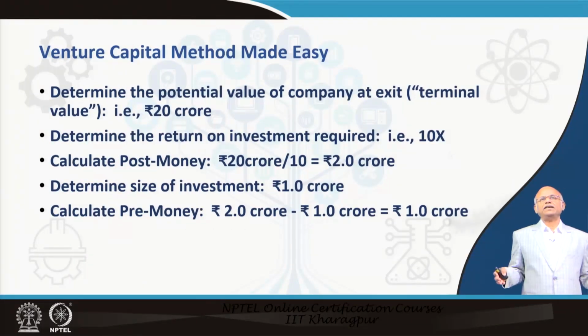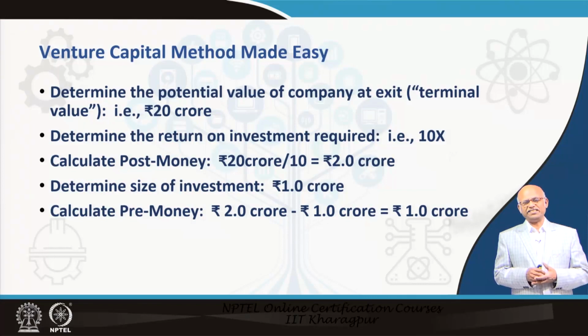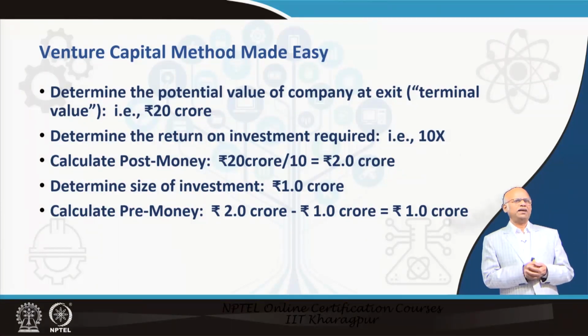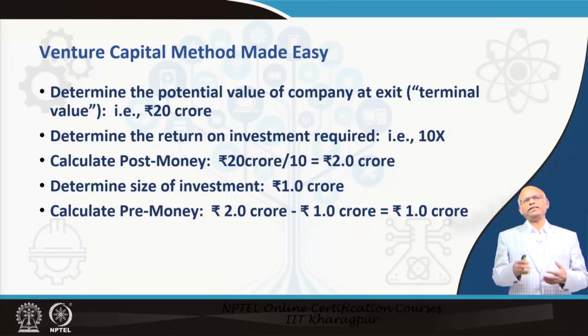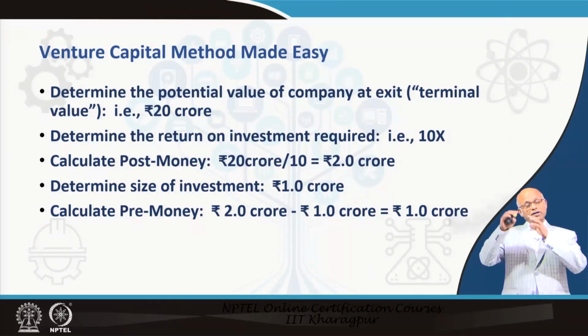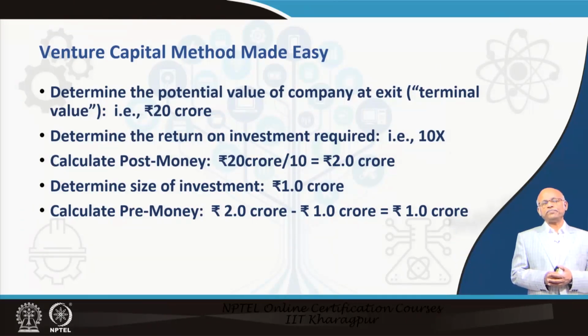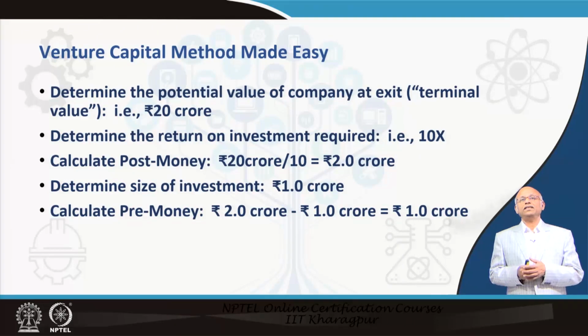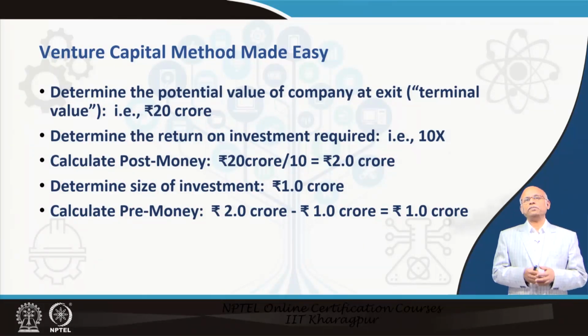Now, they are investing how much? That they will estimate based on the 20 crore. They need 10x return, 10 times the return. Suppose they are sitting there and they think that your company should give them a 10x return, only then they will invest. So, they will divide your 20 crore of exit value by 10, you get 2 crore. That means, post money value of the company is 2 crore.